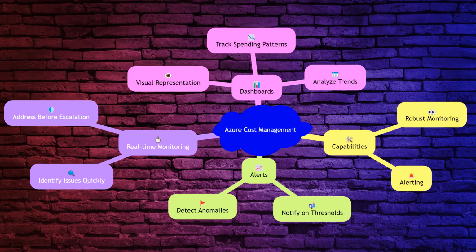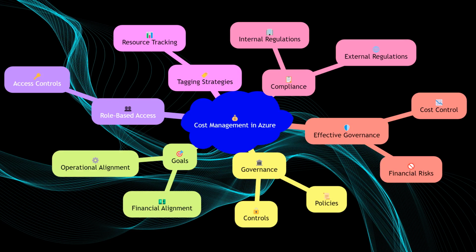Azure Cost Management includes robust monitoring and alerting capabilities. Users can set up alerts to notify them when spending exceeds predefined thresholds or when anomalies are detected. This real-time monitoring helps in quickly identifying and addressing cost issues before they escalate. Additionally, dashboards can be created to provide a visual representation of spending patterns and trends, making it easier to track and manage costs.